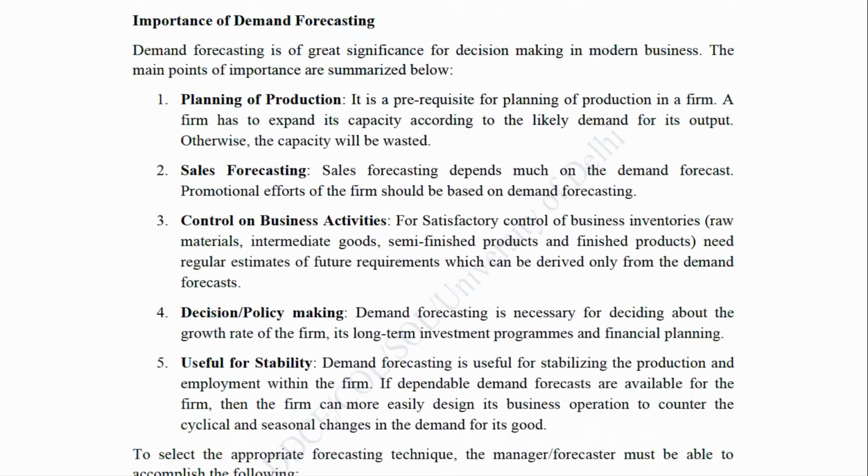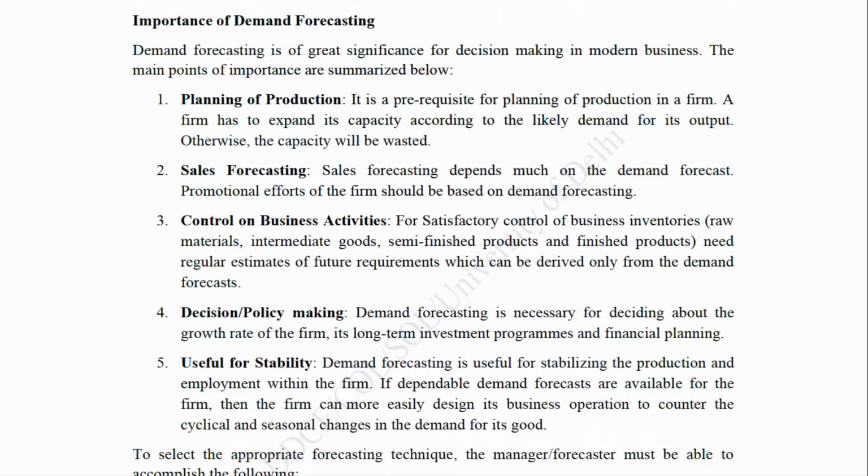Importance of demand forecasting. Demand forecasting is of great significance for decision making in modern business. The main points of importance are summarized below. 1. Planning of production. It is a prerequisite for planning of production in a firm. A firm has to expand its capacity according to the likely demand for its output. Otherwise, the capacity will be wasted. Second, sales forecasting. Sales forecasting depends much on the demand forecast. Promotional efforts of the firm should be based on demand forecasting.